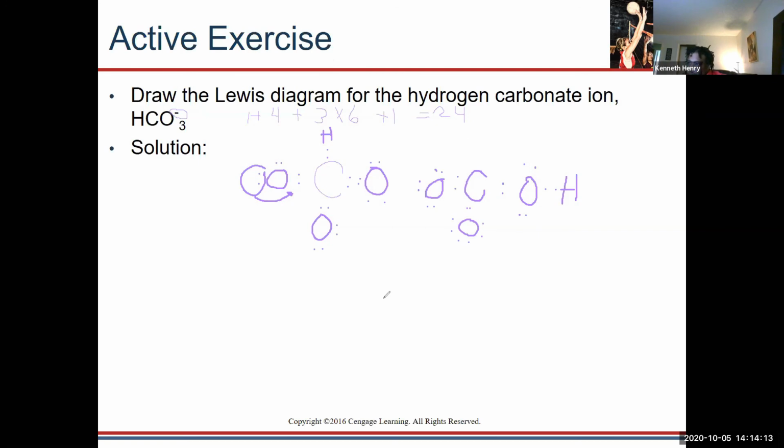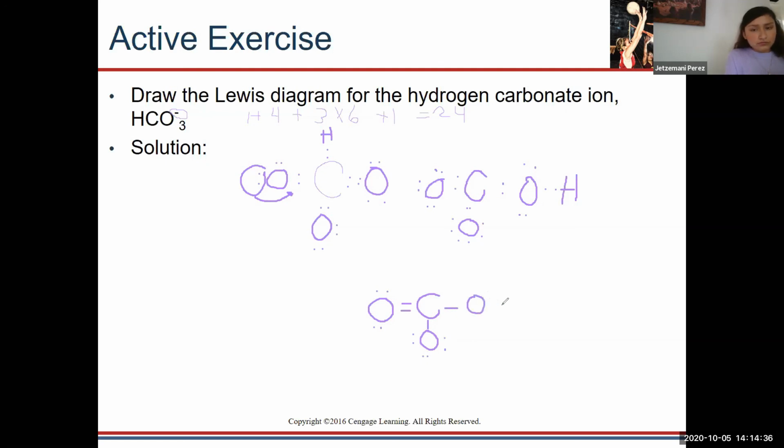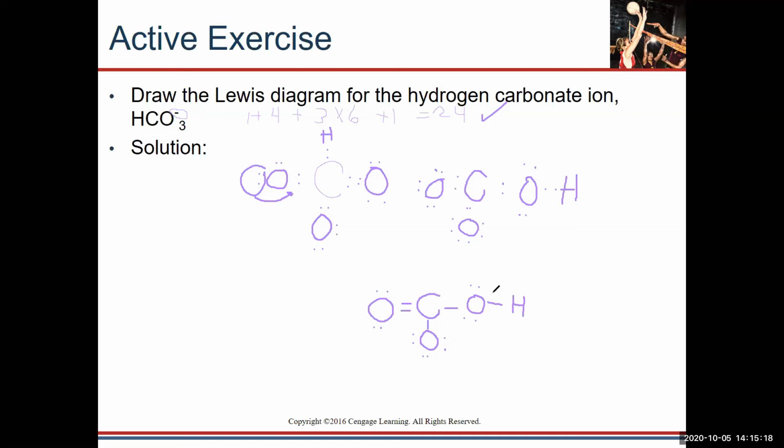Okay, so then we have O. Does that look good, Alan? Let's count our number of electrons. Altogether, we have 2, 4, 6, 8, 10, 12, 14, 16, 18, 20, 22, 24. So that matches up. What about 8 around all of our other elements except hydrogen? 2, 4, 6, 8 around this oxygen. 2, 4, 6, 8 around this oxygen. 2, 4, 6, 8 around this oxygen, and 2, 4, 6, 8 around the carbon, and we got 2 around the hydrogen. Does that work for you?